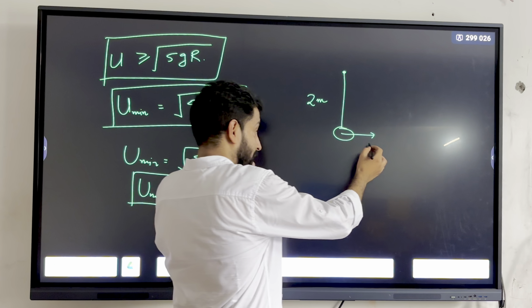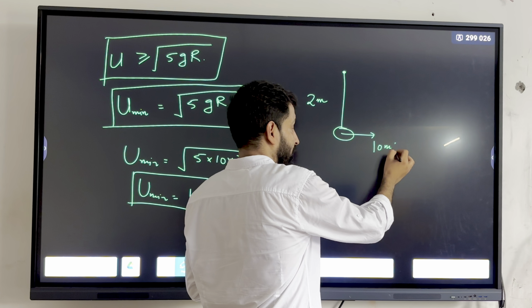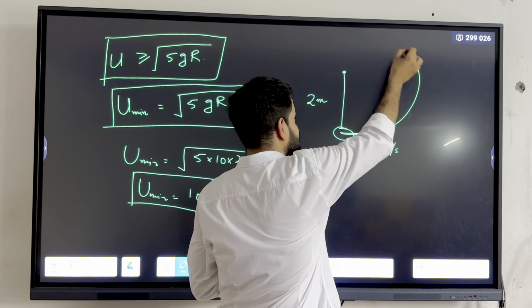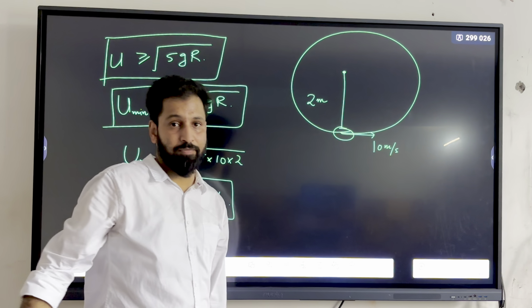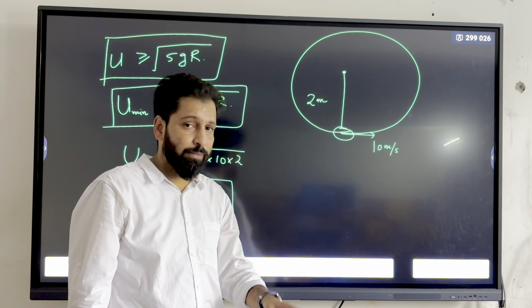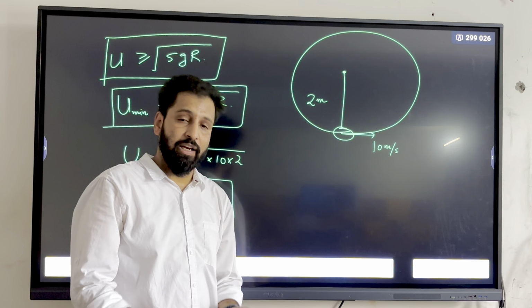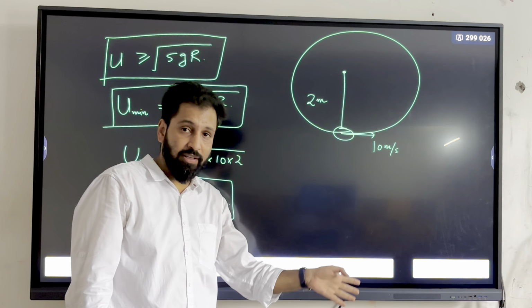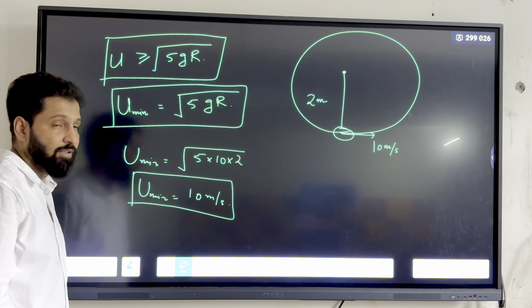So if I give 10 meters per second, it will just complete its circle. If the velocity is less than 10, it will not complete the circle. If it is more than 10, it will definitely complete the circle. And if it is exactly 10, then it will just complete the circle.